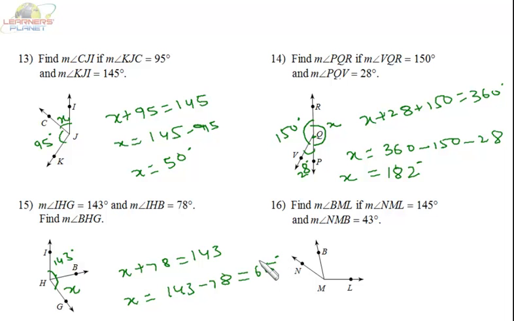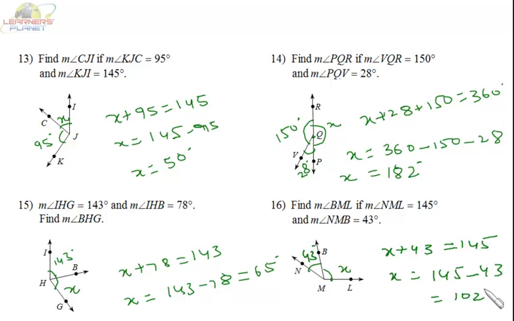65 degrees. Okay. In this question, measure angle BML we have to find out. So suppose it is X. NML is 145. That means this complete angle is 145. And NMB, this angle, is 43. So X plus 43 is 145. So x is equal to 145 minus 43, that is 102 degrees. Okay.